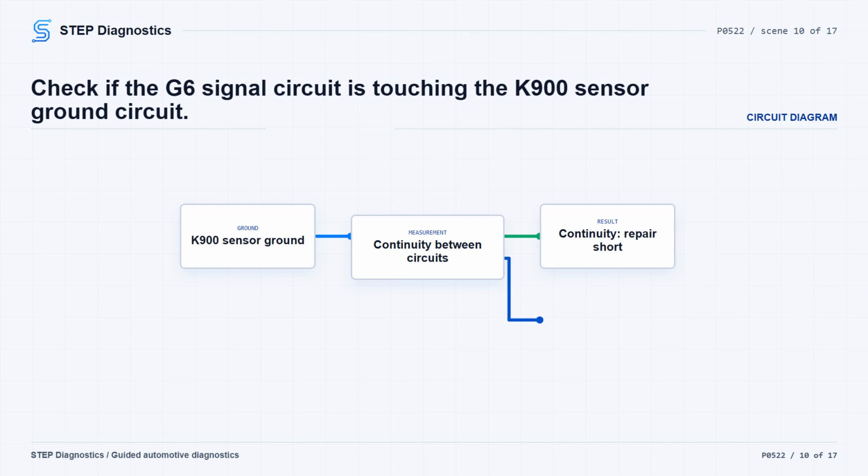Now check whether the EOP sensor G6 pressure signal circuit is shorted to the K900 sensor ground circuit. Keep the ignition off. Isolate the circuits by disconnecting the ECU and every related component connector. Then check continuity between the two circuits at the component connector. Use the GPEC diagnostic adapter 10436 if a PCM terminal location is involved, and do not probe the PCM harness connector directly. If there is continuity between those circuits, repair the short between them and verify the repair. If there is no continuity, continue to the open or high resistance check.